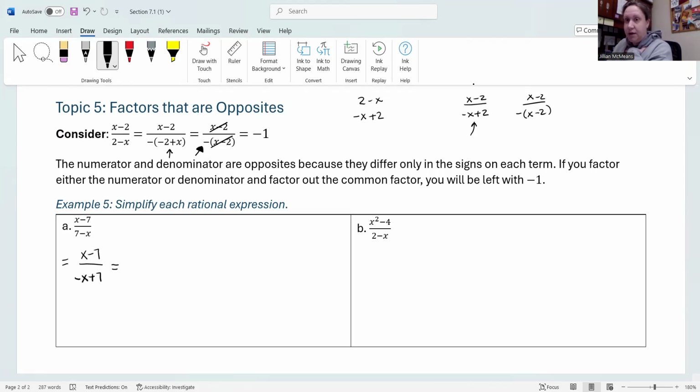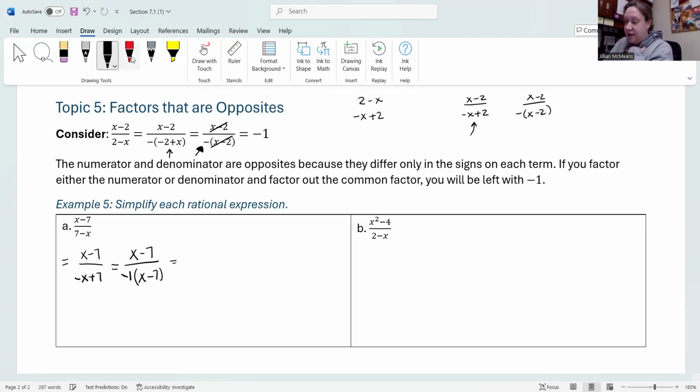So here we're going to factor out a GCF of -1. So my numerator is still x minus 7. My denominator, I want to factor out a -1. Well, when I divide each of those terms in the original denominator by -1, I'm going to end up with x minus 7, because negative x divided by -1 is positive x. Positive 7 divided by -1 is -7.